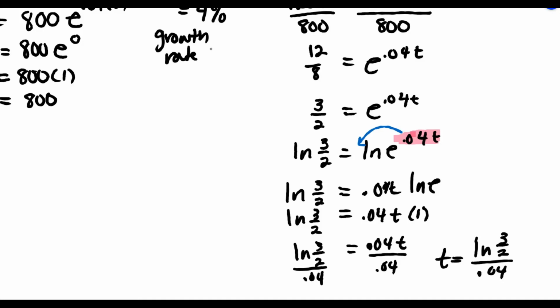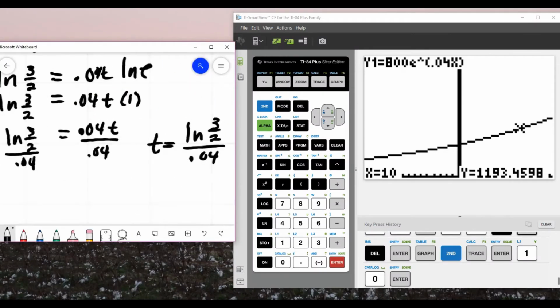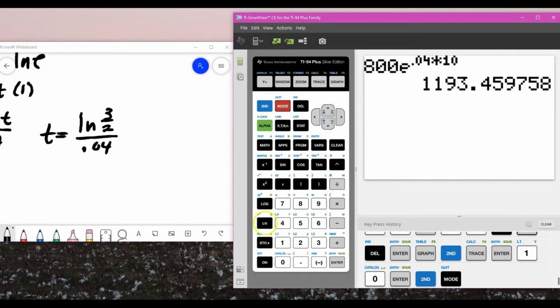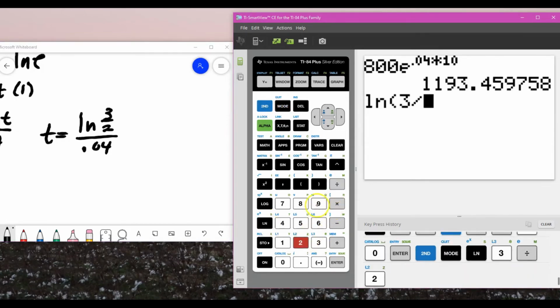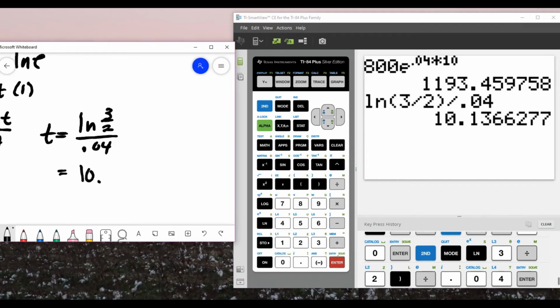So I'll type that in my calculator to get a decimal value. That's natural log 3 over 2 divided by 0.04. And now I have 10.137, rounded to 3 decimal places. So the insect population will grow to 1,200 after 10.137 days.